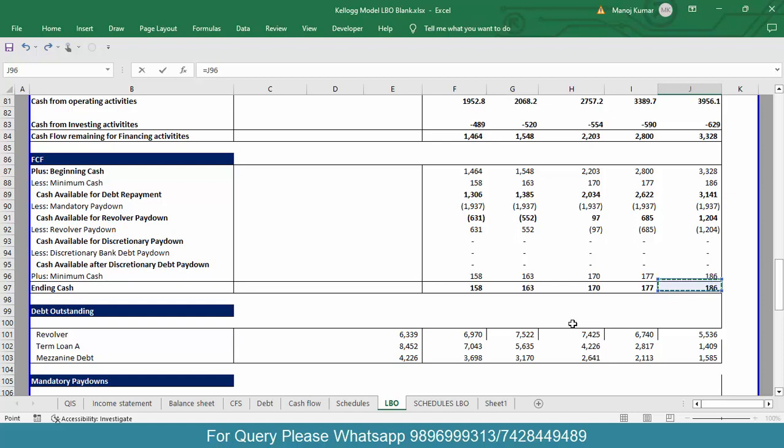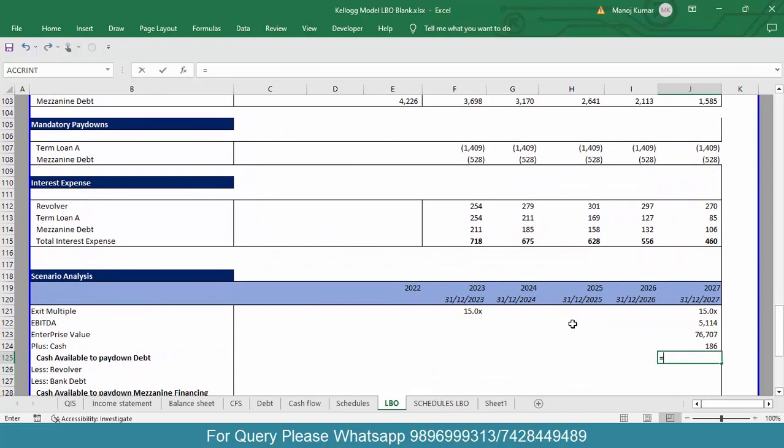So let's suppose the company has this much cash, 3141. This is the cash the company has generated. This cash has been used to pay the debt. Company generated 3328. We kept 186 in the balance sheet. The remaining cash we used to pay the debt. 1937 was used to pay long-term debt, and 1204 was used to pay the revolver debt, right? So we want the ending cash. Now you just add these two values, this plus this.